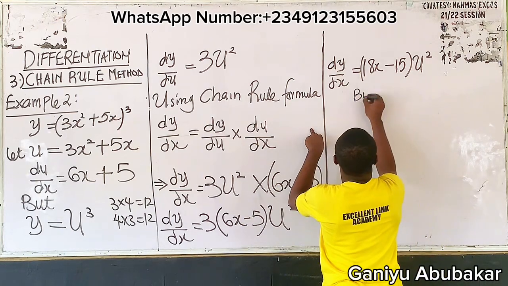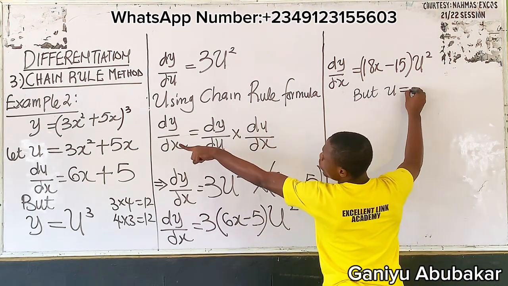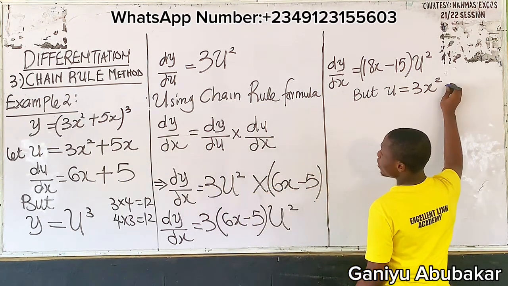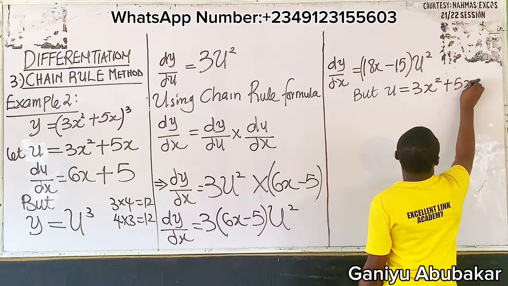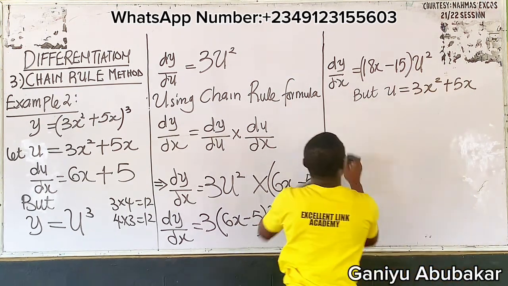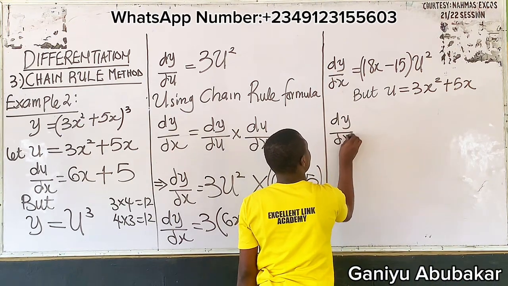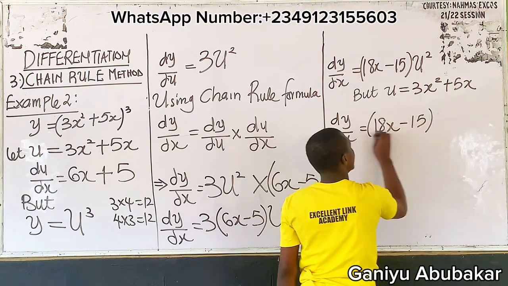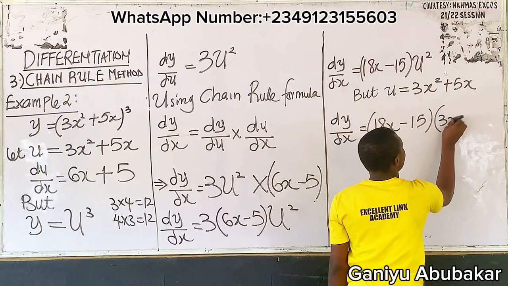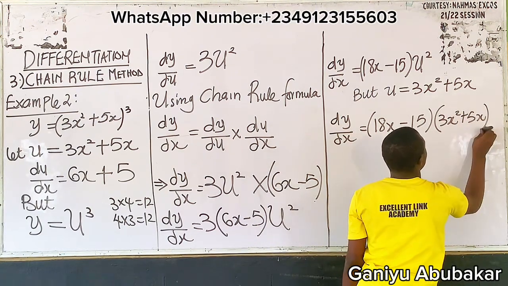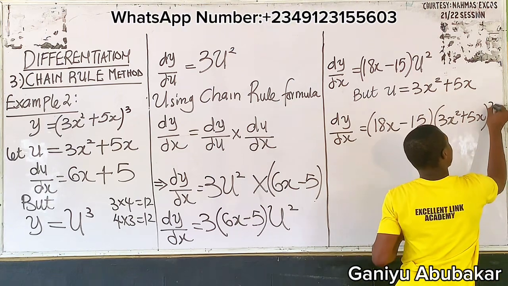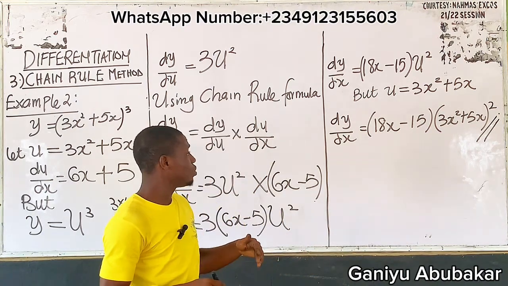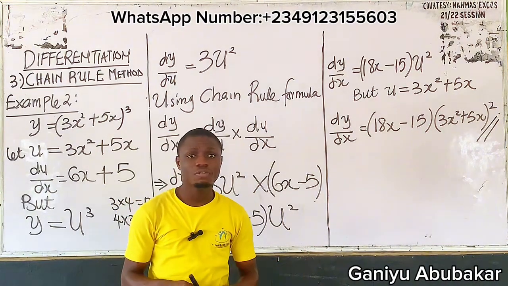You now say, but what is u? U is what from the question? U is this one here, that's 3x squared plus 5x. So put u here. I'll have that dy/dx now will be equal to 18x plus 15 into what's u, that's 3x squared plus 5x, all squared. This is my answer after solving this problem using the chain rule method of differentiation.